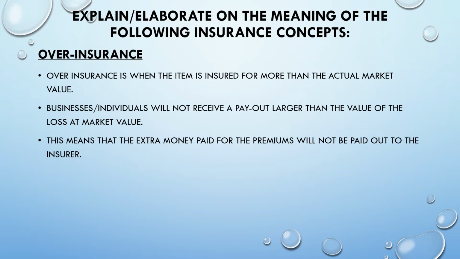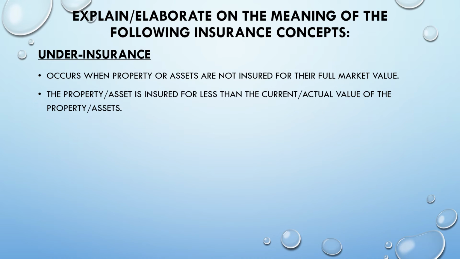Overinsurance is when the item is insured for more than the actual value. So they will tell you, you have an item worth 200,000 Rand, but at the insurance company, they think it is 1 million Rand. So the insurance company thinks it is much more worth than what it actually is. But when there is a claim, it doesn't mean that the insurance company will pay out more to the insured person.